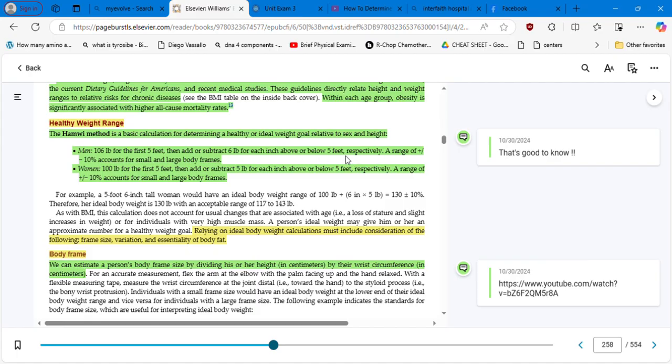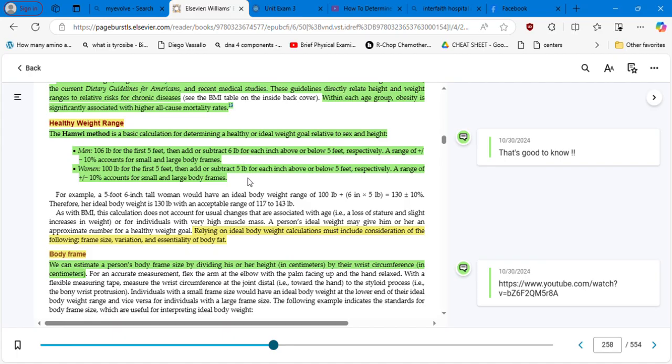A range of plus or minus 10% accounts for small and large body frames. So, for example, we have a man that is 5 feet 11 inches, okay? So the 5 feet is going to translate into 106 pounds, and then we have 11 inches multiplied by 6, right? So it's going to be 66 plus 106. So the ideal weight for this man, 5 feet 11 inches, is 172 pounds.